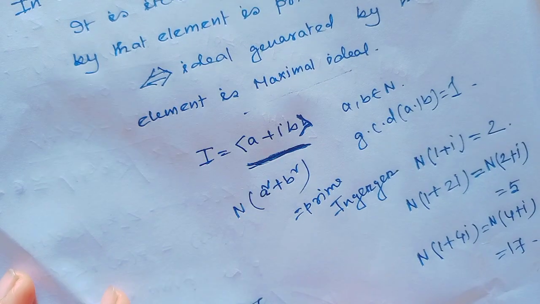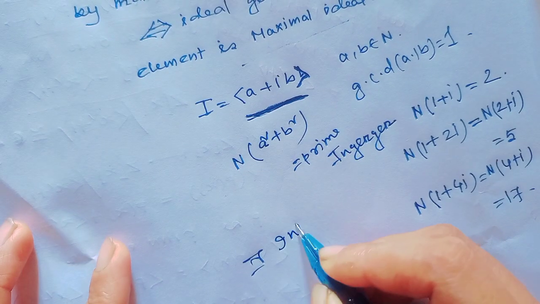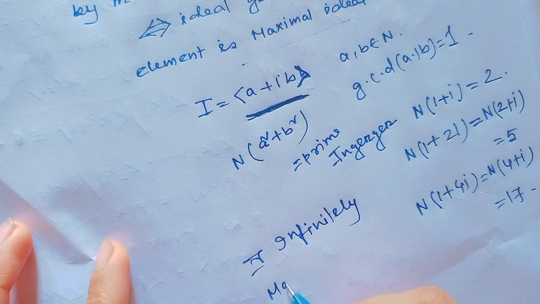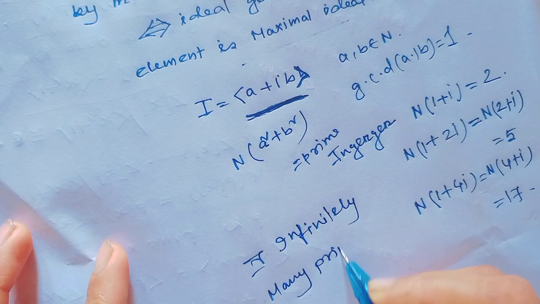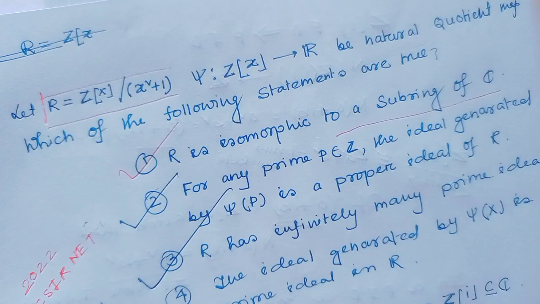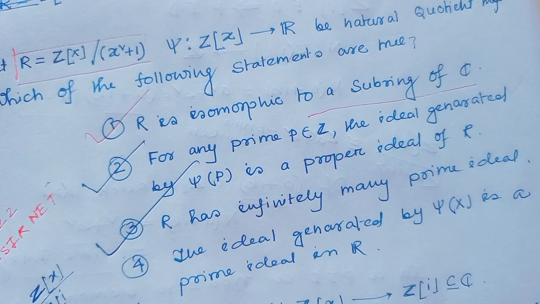So there exist infinitely many prime ideals. I hope all my viewers have understood. So option 3 is also a right option. R has infinitely many prime ideals.